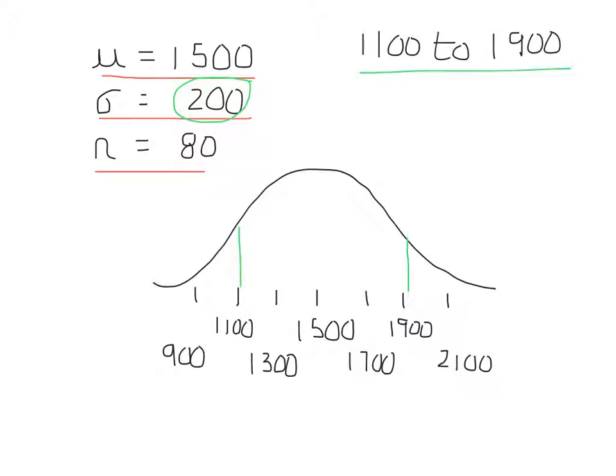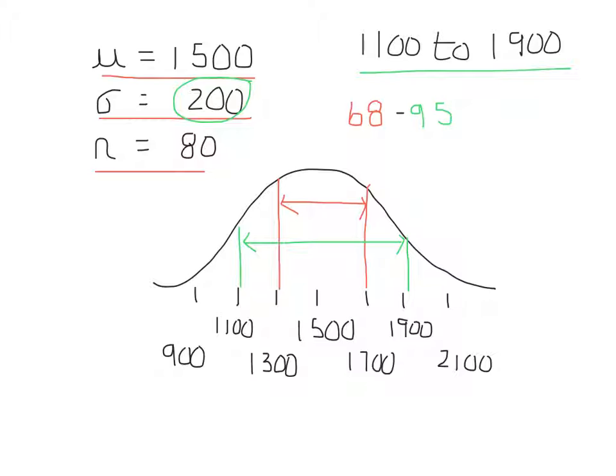Well, the empirical rule teaches us that within 1 standard deviation of the mean, we should find 68% of our observations. So if I go from 1 standard deviation below to 1 standard deviation above, we should have 68%. Within 2 standard deviations of the mean, we should find 95% of our data. And that's what we're looking at here for the $1,100 to $1,900 values.